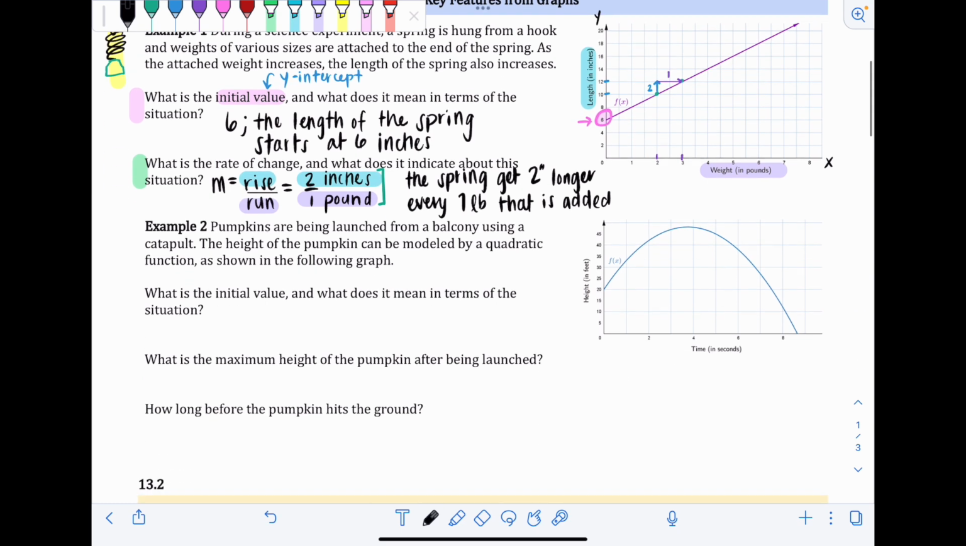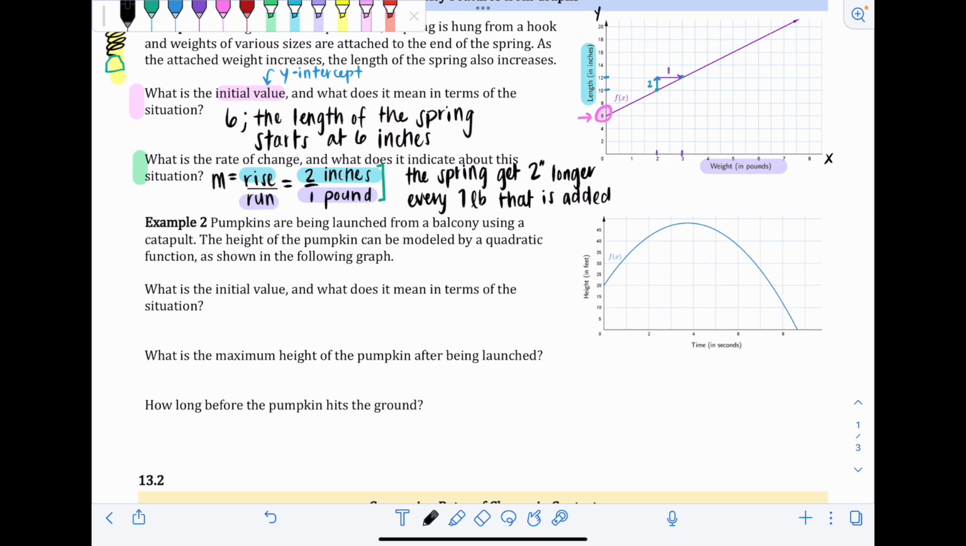So example 2, it says pumpkins are being launched from a balcony using a catapult. Sounds kind of crazy, but it's what's happening. The height of the pumpkin can be modeled by a quadratic function, which is shown in the graph. So it's this graph over here to the right. You can picture the pumpkin starting here, it's going up, hitting its high point, and then it's coming back down, eventually hitting the ground.